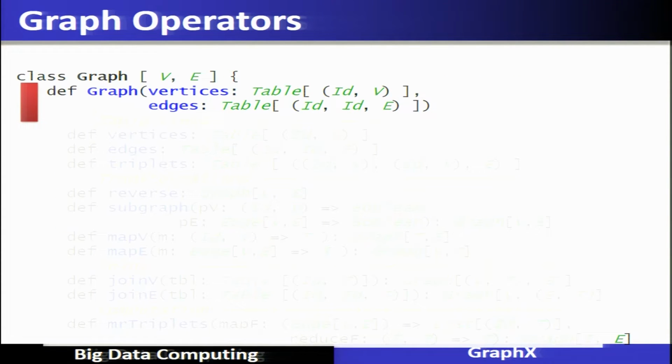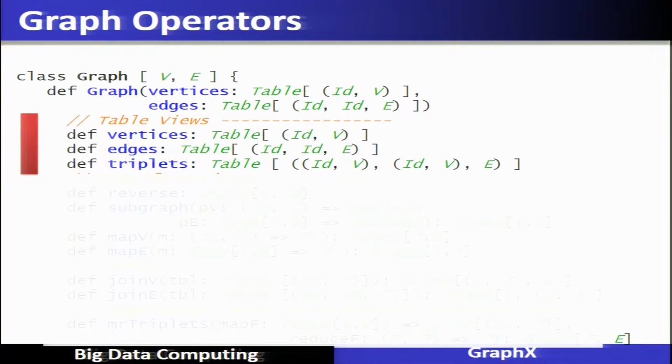Let us see the graph operators which are supported here in GraphX. So, a graph is represented as a class Graph with vertices and edges, where the graph's vertices have a table of IDs and vertices, and edges also have a table of source vertices, destination vertices and the edge properties. So, this is the representation of a graph. The vertices are represented as the vertex property table and edges as an edge property table, and these are represented together as the graph.